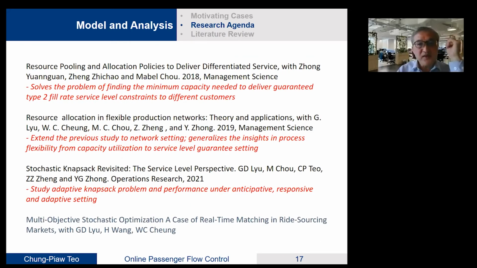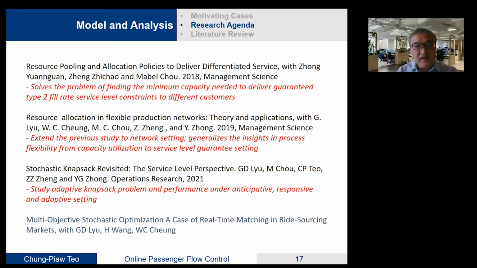So the earlier work that we have been doing essentially is about using these gazing ideas. The first paper we wrote talks about finding the minimum capacity needed to deliver a guaranteed type 2 fill rate service level to all the different customers. This happened to be an unsolved problem in the supply chain area. So we essentially used the gazing heuristic, and the proof that this kind of heuristic works is essentially a Blackwell's type argument. So it connects the gazing heuristic with these classical results.